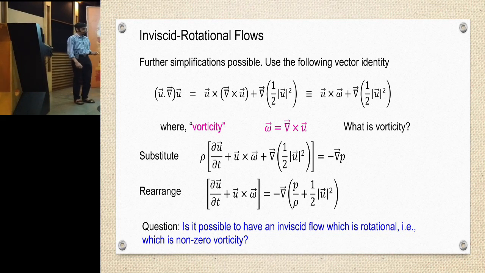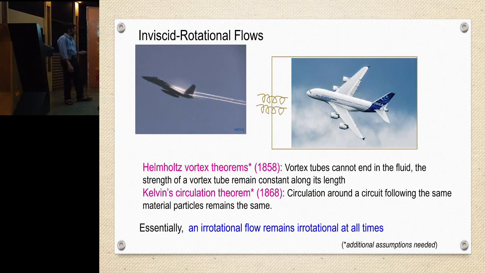Now the question is, is it possible to have vorticity in an inviscid flow? As he said, it's a measure of rotation. So is it possible to have a rotational inviscid flow? Or is it that the inviscid flow has to be devoid of vorticity, or irrotational? The answer to this question is that you can actually have inviscid rotational flows.